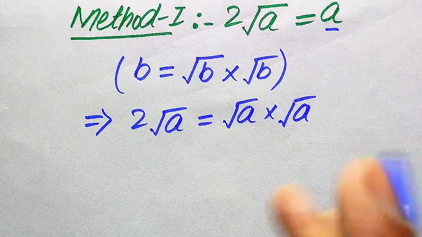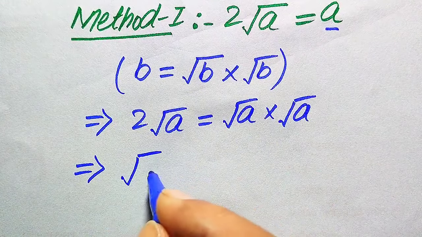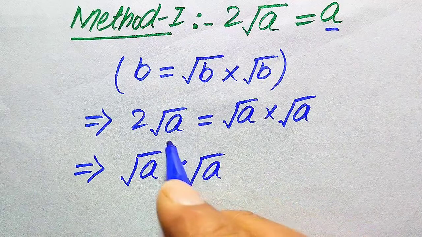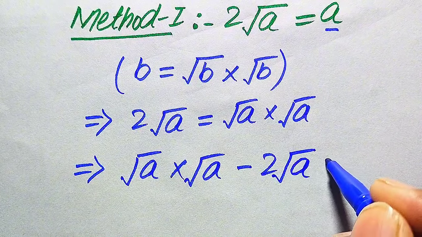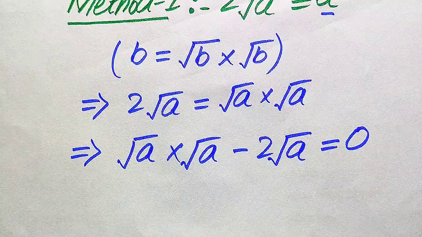And further in the next step we move this 2 times square root of a from the left hand side to the right hand side, and it will become square root of a multiplied by square root of a. This is a positive term. When we move it to the right hand side, it will become negative, and this whole equation is equal to 0.